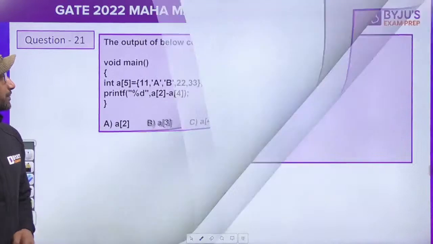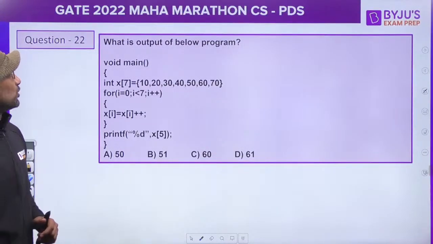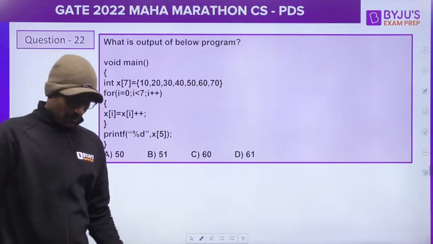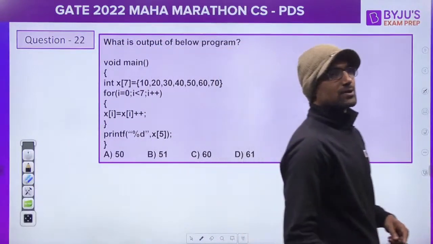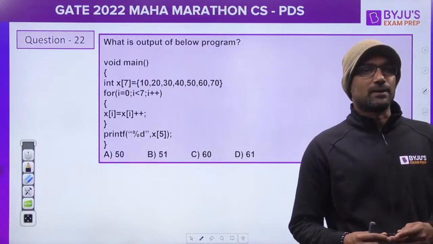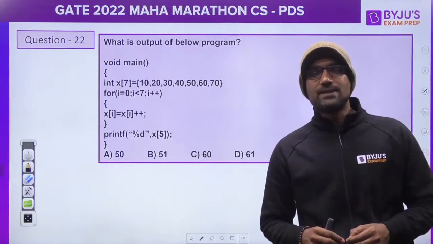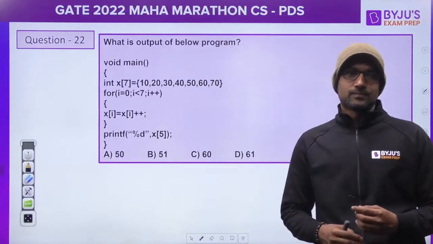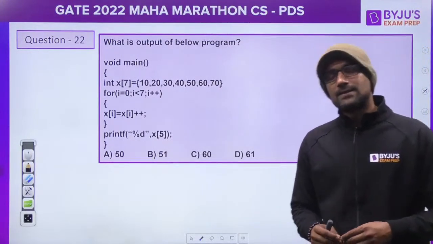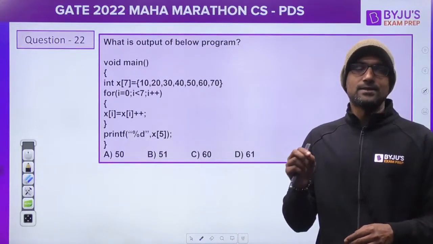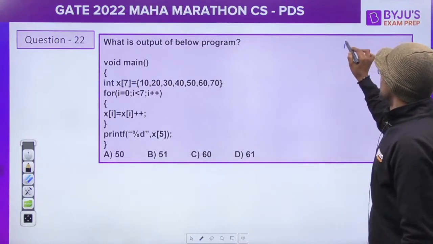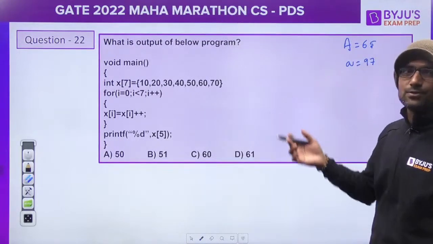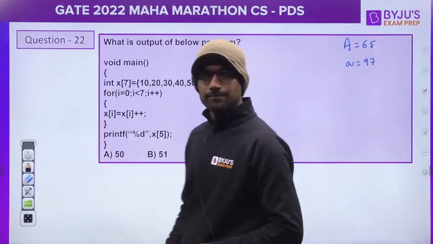Next question. What is the output of below program? So it's completely on arrays. So we were solving all the questions of all the topics of programming. Because capital A ASCII value is 65, capital B 66, capital C 67, and so on. Similarly, small a 97, small b 98. Like that, at least you remember ASCII values of capital A is 65, small a is 97. At least you remember these two. Okay.